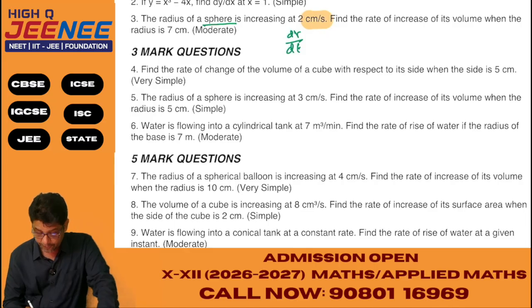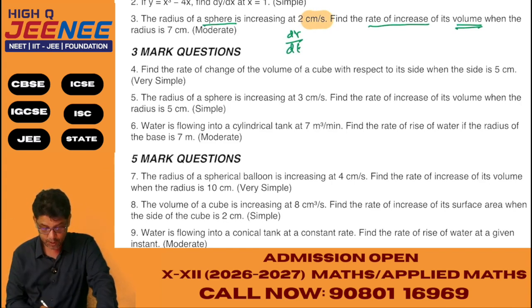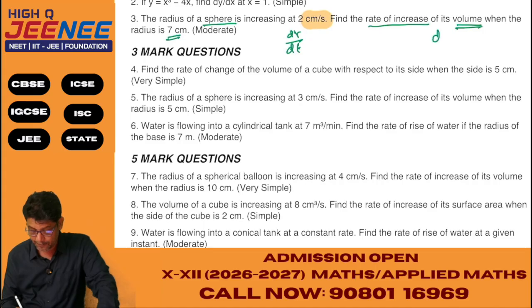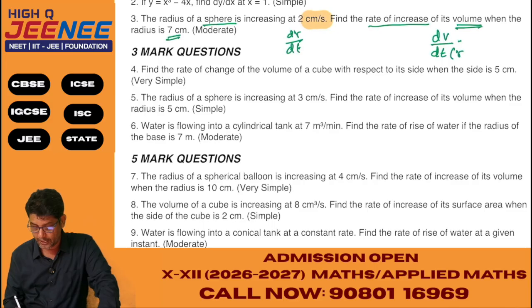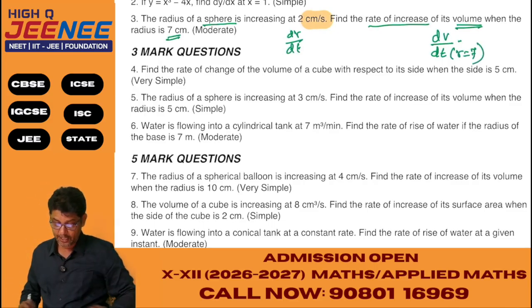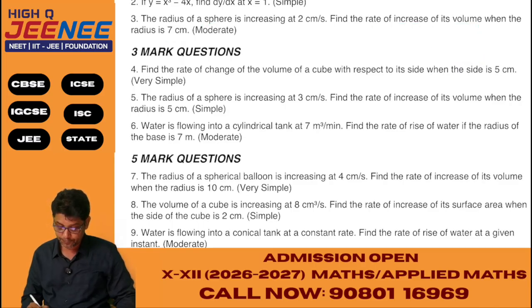Find the rate of increase of its volume. So we are going to find the rate of increase of the volume when radius is 7 centimeter. That means we are going to find dv by dt when r is equal to 7. Is that clear, all of you? So let us take a step-by-step procedure, my dear. I'll show you how to write. Please listen to this.